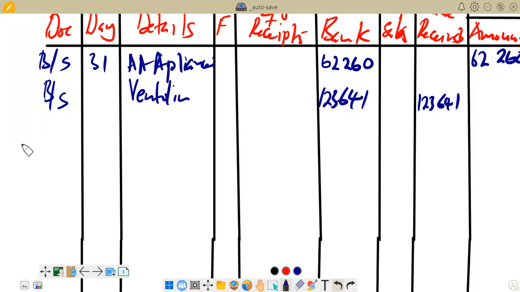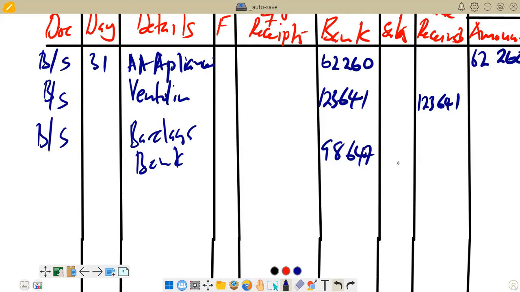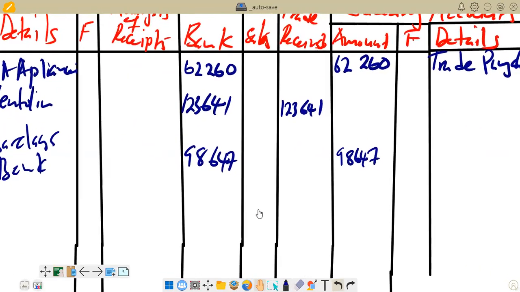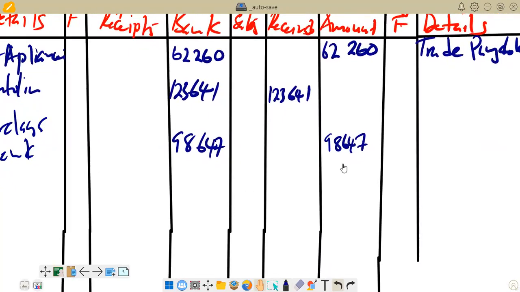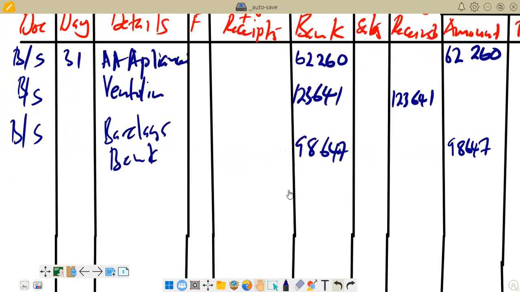So we are now here. We are showing that this is BS. And remember, it's a deposit, so it's Barclays Bank. And then the amount we have is 98,647. And remember, we are putting it under sundry, so we have our sundry there, 98,647. Then on the details part, we know that this is a fixed deposit, so we are just going to describe it as a fixed deposit. So this is what we have in terms of this one. So you can go to the next one and see what we have.